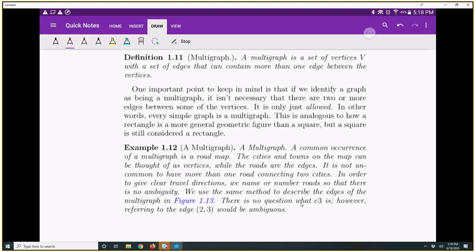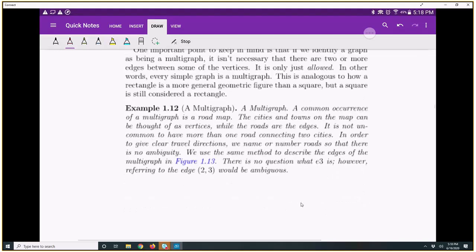And so they note here that it's similar to the idea of a square being a particular type of rectangle. All squares are rectangles, but not all rectangles are squares. We have the same thing with multigraphs.